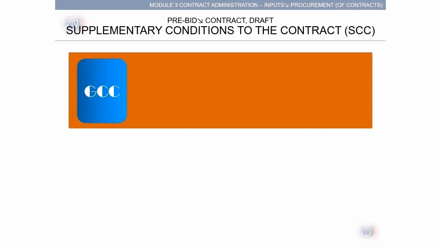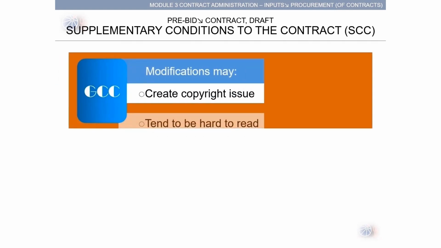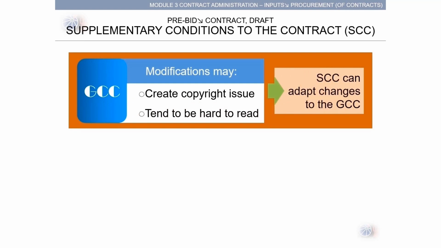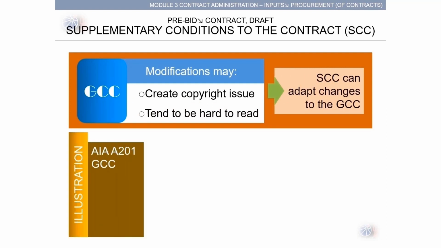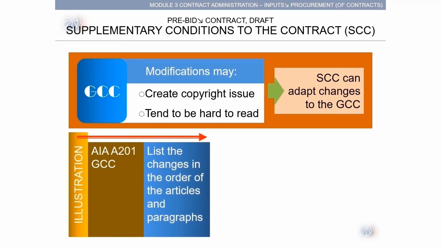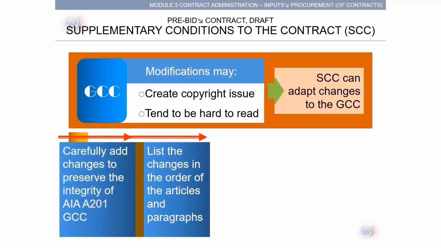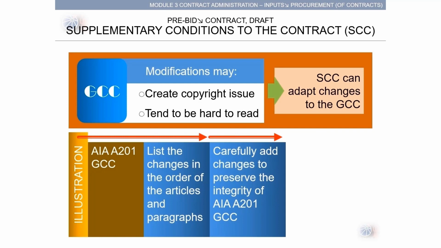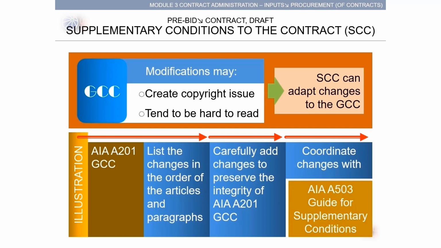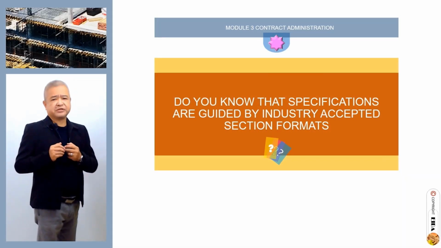With GCC, modifications may create copyright issues and tend to be hard to read. SCC can adapt changes to the GCC. As an illustration of the modification to AIA A201 GCC, the modification will list the changes in order of the articles and paragraphs, then carefully add changes to preserve the integrity of AIA A201 GCC. Then, coordinate changes with the AIA A503 guide for supplementary conditions. As much as possible in that case, the change will be written in the SCC and keep the GCC as it is. Do you know that specifications are guided by industry-accepted section formats?